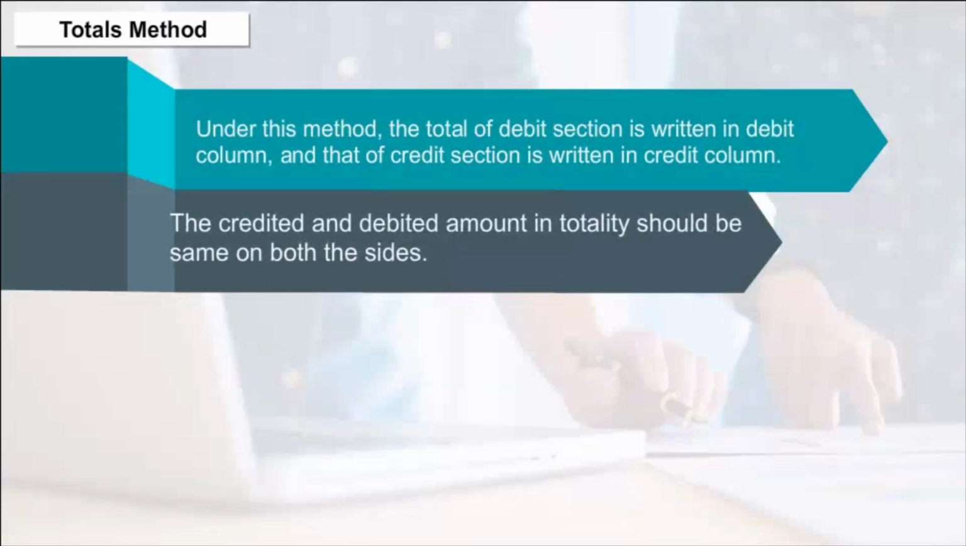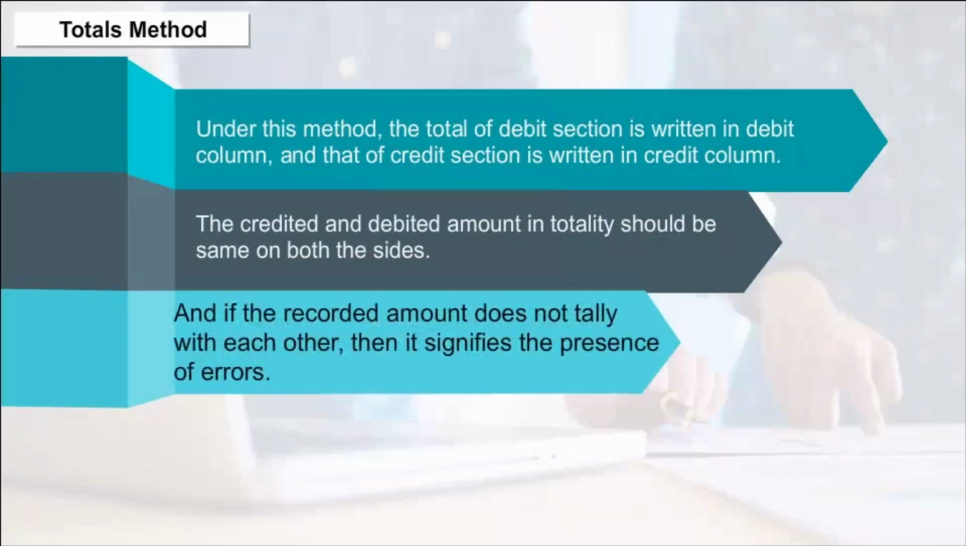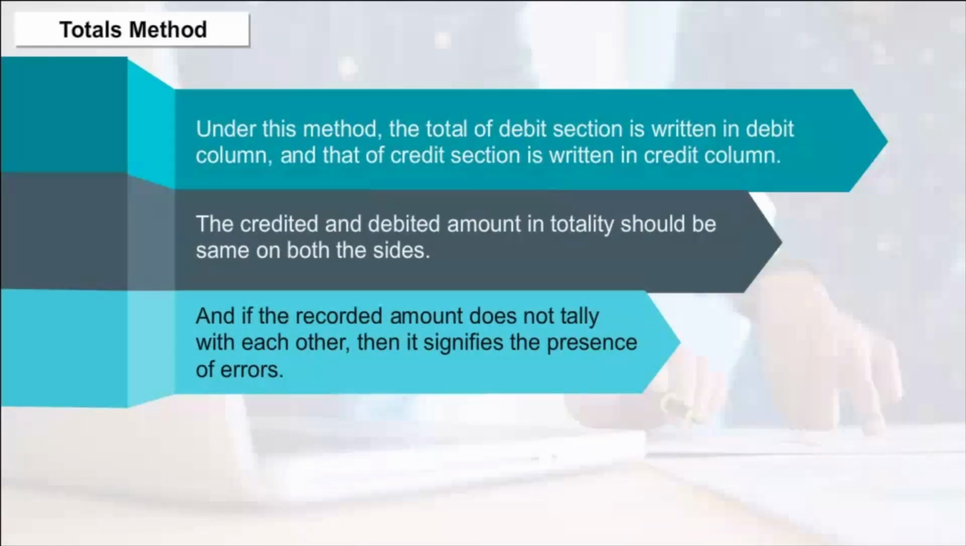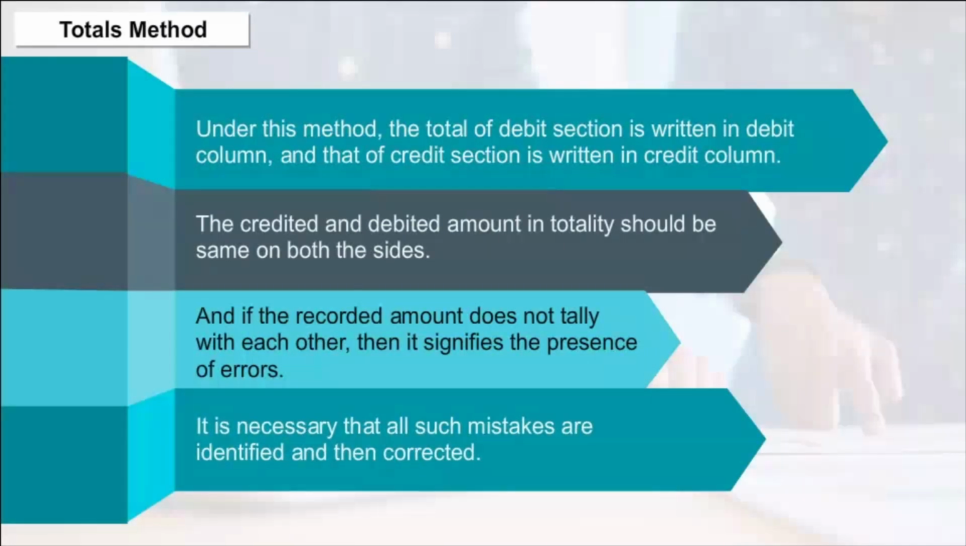The credited and debited amount in totality should be the same on both sides. And if the recorded amounts do not tally with each other, then it signifies the presence of errors. It is necessary that all such mistakes are identified and then corrected.